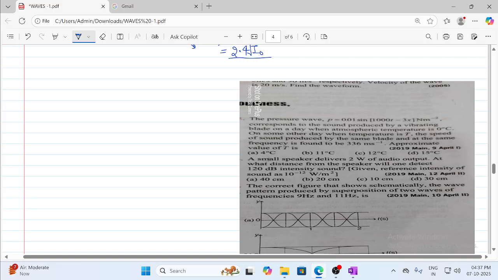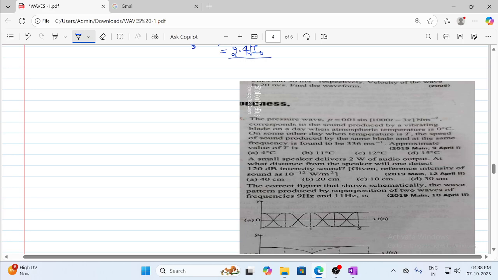Try this. A pressure wave is given, that is, the change in pressure is equal to the maximum change in pressure times a wave function. That kind of equation is given. It corresponds to the sound produced by a vibrating blade when the atmospheric temperature is 0 degrees. Some other day when the temperature is T, the speed of the sound produced at the same frequency is found to be 336. There has to be a relation between the speed of sound and temperature. At a higher temperature, the velocity is equal to V naught plus 1.6 something like that. On the basis of that you can solve it.